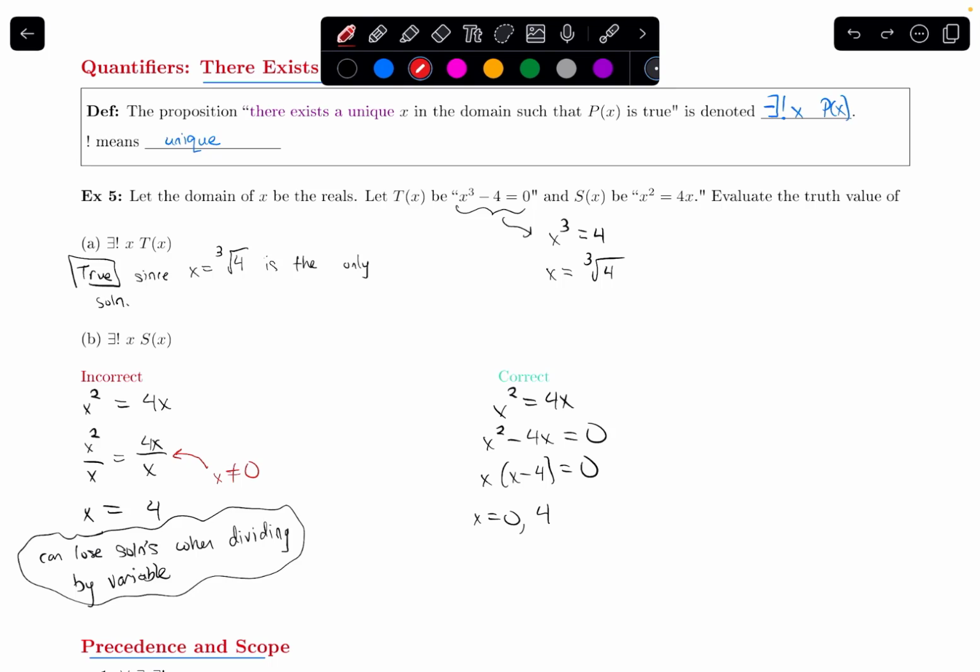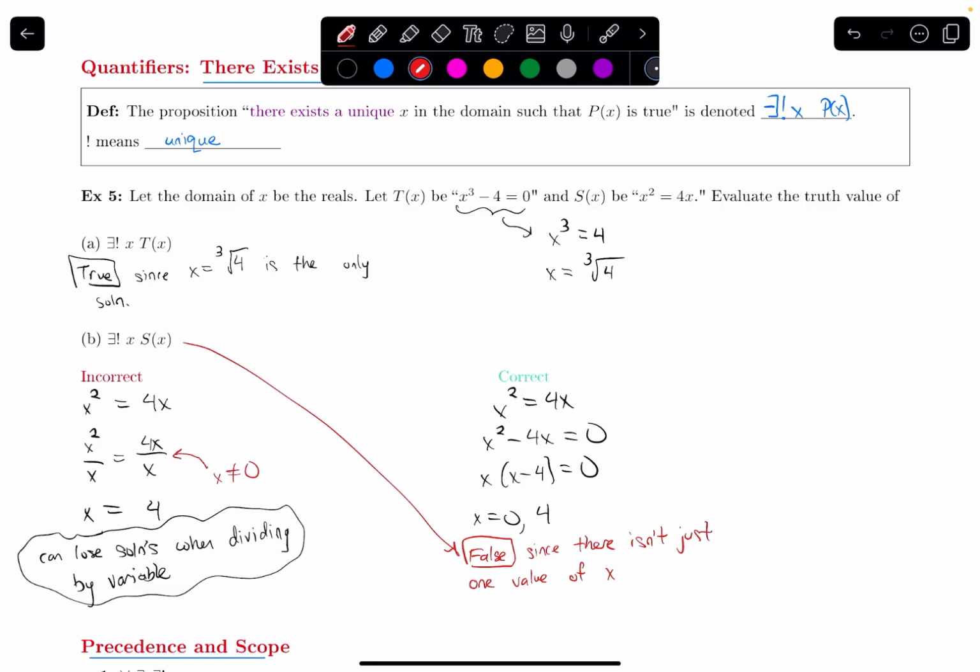So this statement is false, since there isn't just one value of x that works. There are two values of x that work, and that doesn't make this unique x statement true.